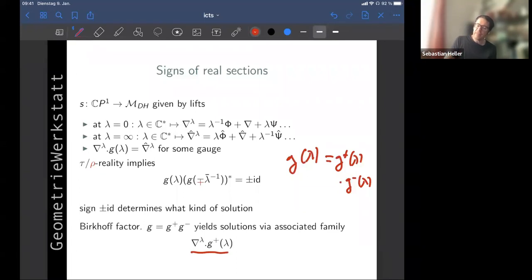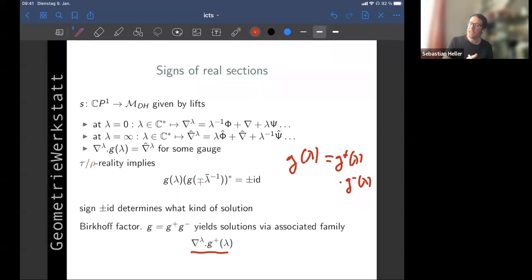The problem is that this factorization does not always exist. It might fail sometimes, and this is basically the reason for singularities. Whenever this factorization works, you get a global solution.